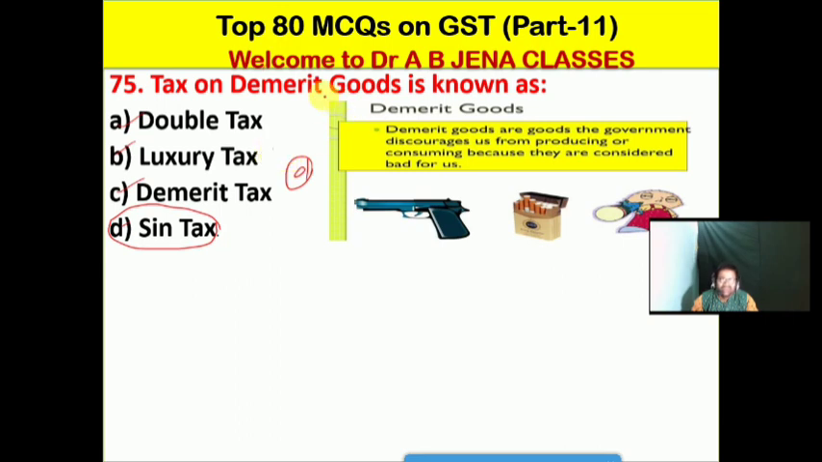The vital MCQ, friends, आइए हम चर्चा करेंगे what is the meaning, और demerit goods का meaning क्या है. So demerit goods are those goods the government discourages us from producing or consuming because they are considered bad for us or for the society, unhealthy products. So it's the meaning of demerit goods. So these are the examples of demerit goods.